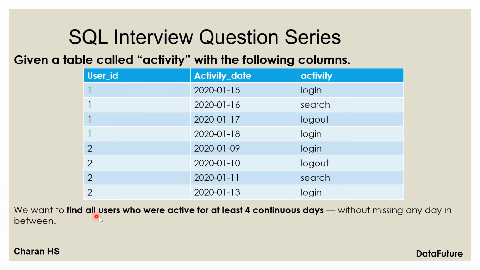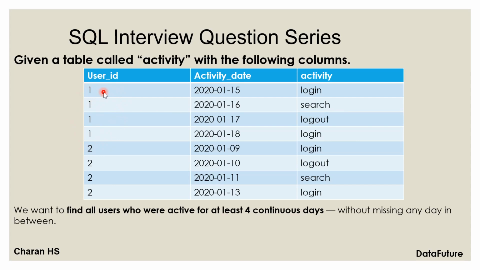We want to find all users who were active for at least 4 continuous days without missing any day in between. Here, user ID 1 has 4 activities and all 4 are continuous. Here we can see user ID 2 has 4 activities, but the activity dates are not continuous. So we want to find at least 4 continuous activities for the user ID. So when you write the SQL query, we have to get user ID 1 as the result.